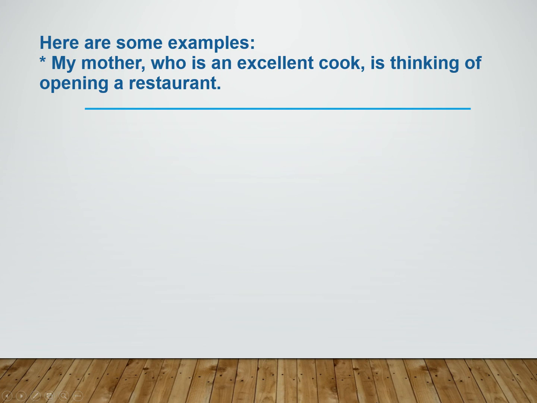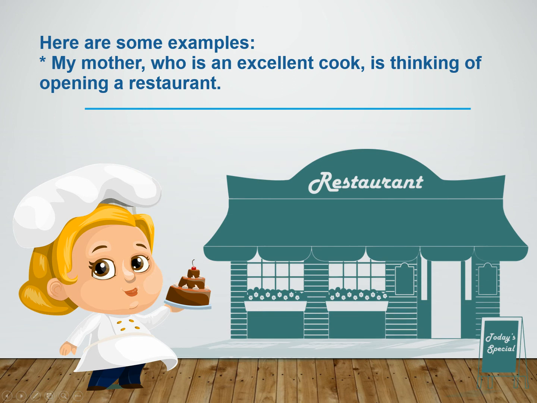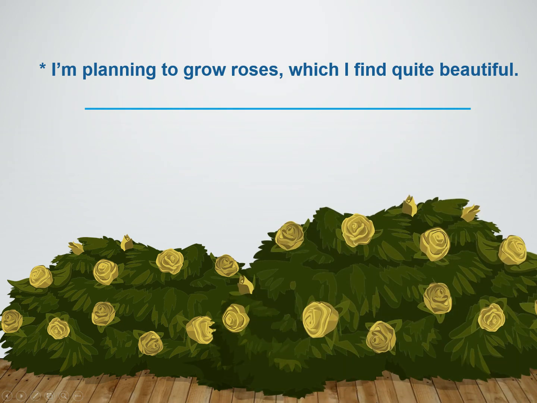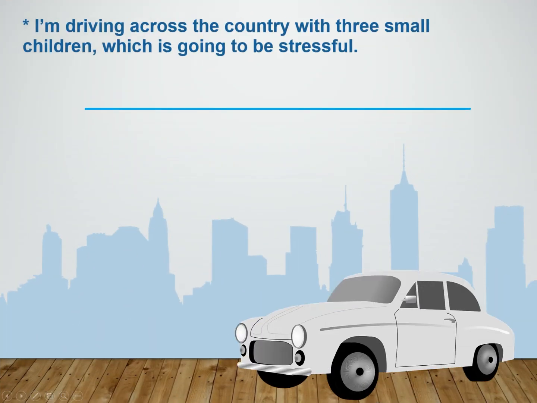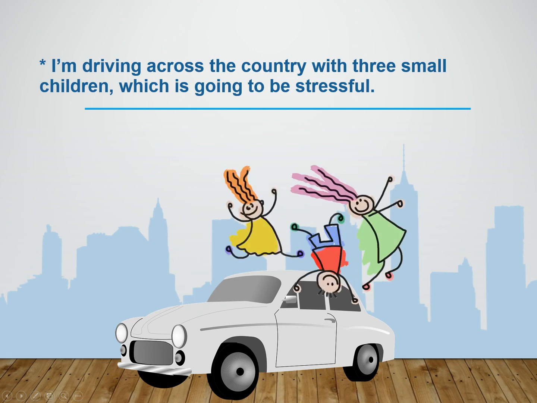Here are some examples. My mother, who is an excellent cook, is thinking of opening a restaurant. I'm planning to grow roses, which I find quite beautiful. I'm driving across the country with 3 small children, which is going to be stressful.